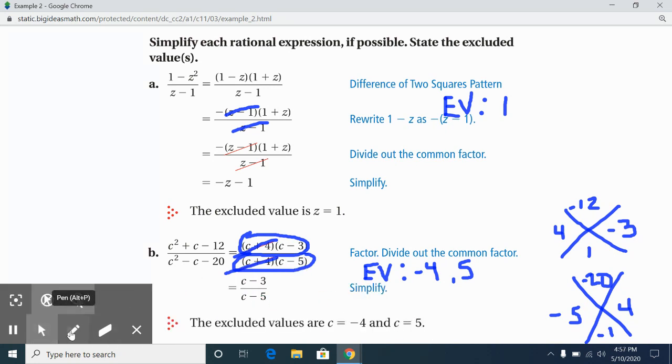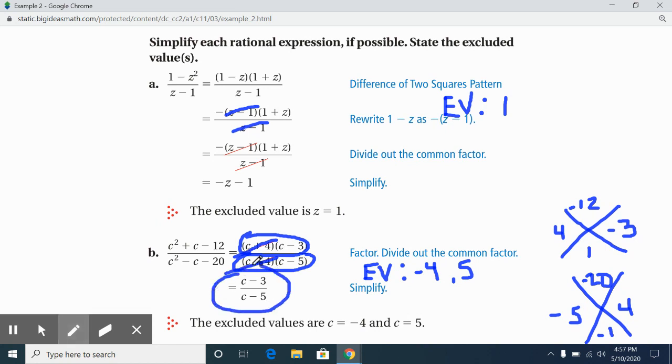And that's going to be our answer. So this is your simplified answer here. And again, here's your excluded values that we already found here. Okay, so I'm going to emphasize this one last time. We're going to factor the numerator and the denominator. Then we're going to find excluded values. Then we're going to simplify at the end.